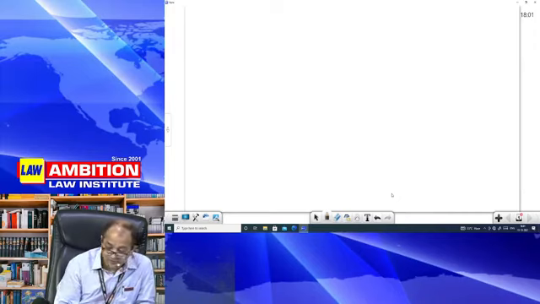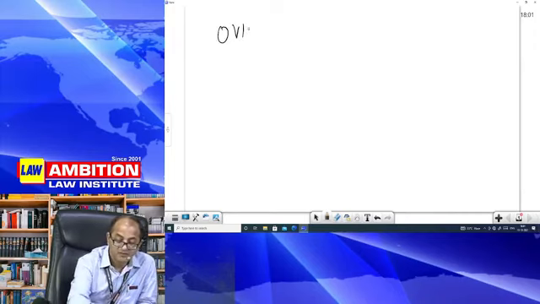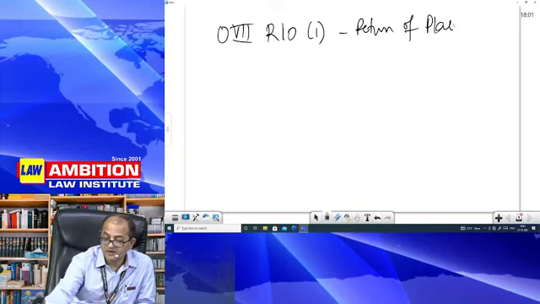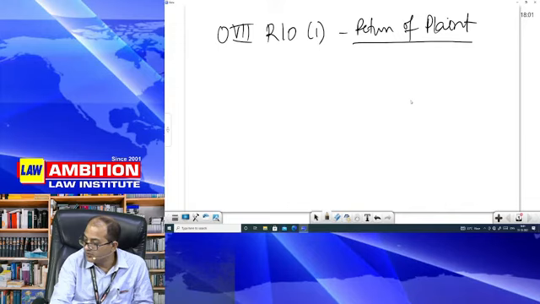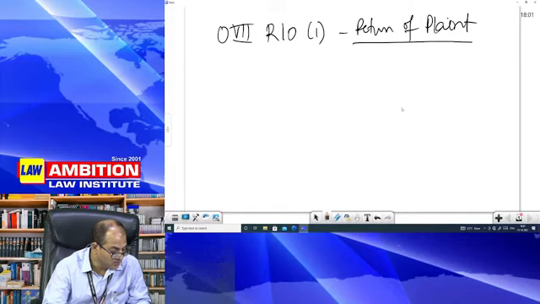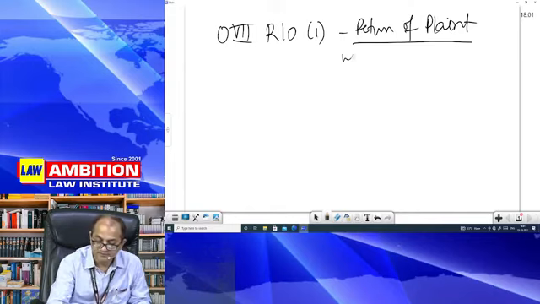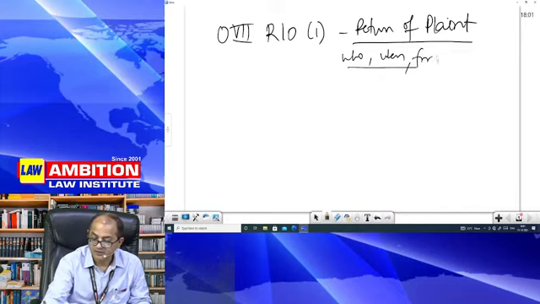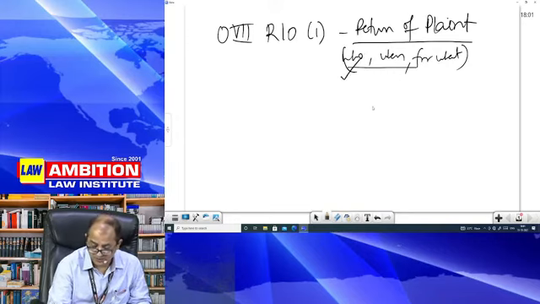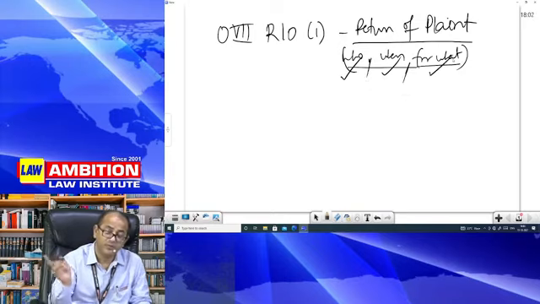Now, Order 7, Rule 10, sub-rule 1 says return of plaint. Now देखो, you are not required to memorize. Many people will say कितना याद करना पड़ता है. कोई याद करने की जरूरत नहीं है. You must understand. Who will return? When will it return? For what? The appellate court, the trial court and the revisional court, when? At any stage. For what? For presentation to the proper court.